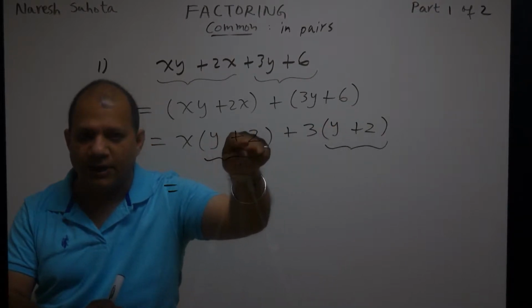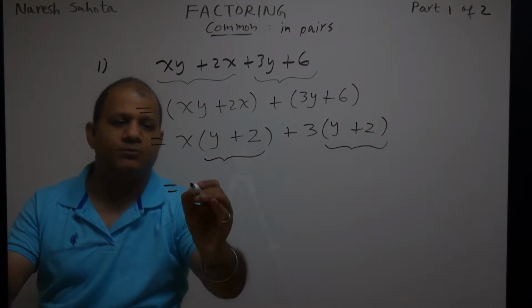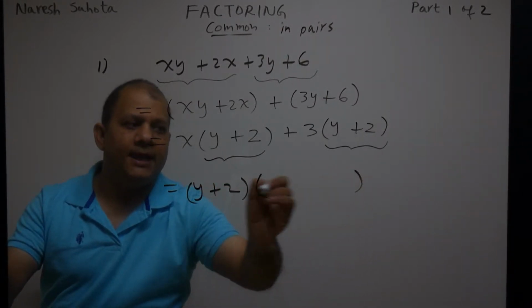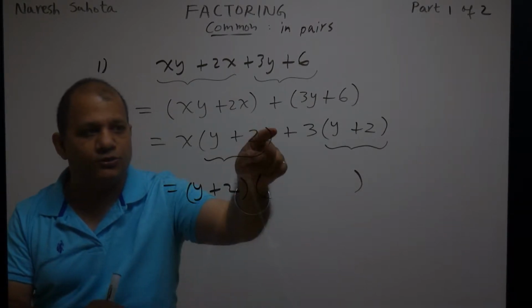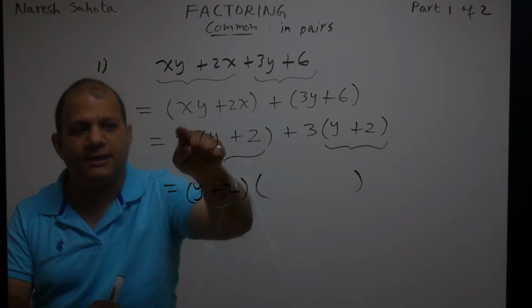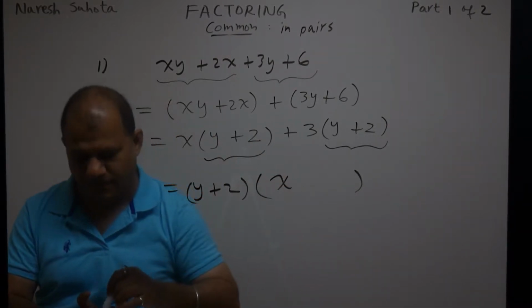Because this bracket, y plus 2, appears in both of these terms, let's pull out the whole bracket as a common factor. And now what are we left with? From this bracket, we pull out a factor of y plus 2. The other, remaining factor is x. So x goes here, right?